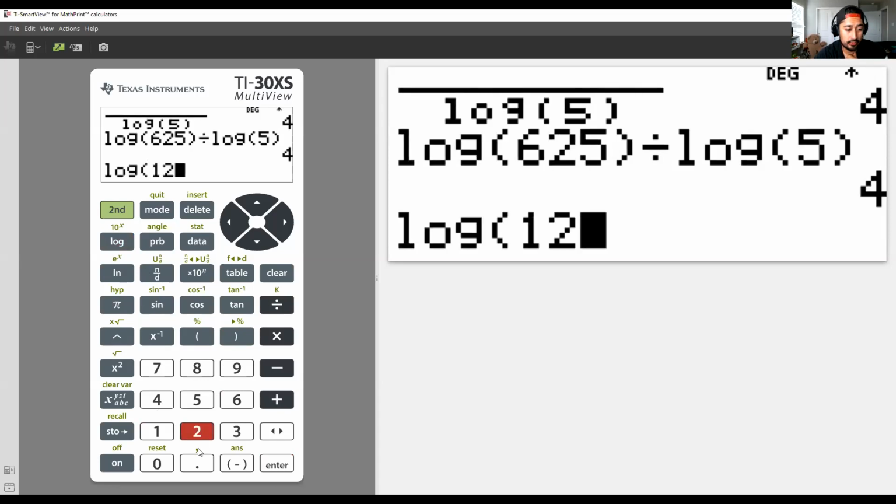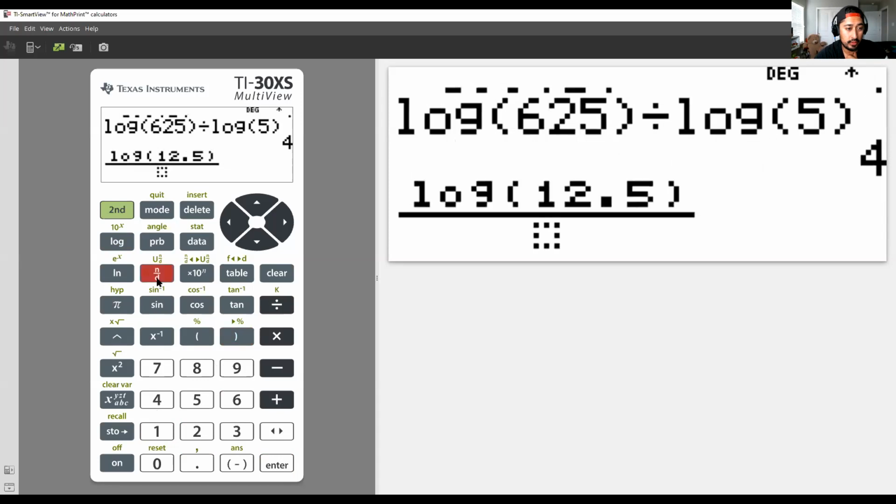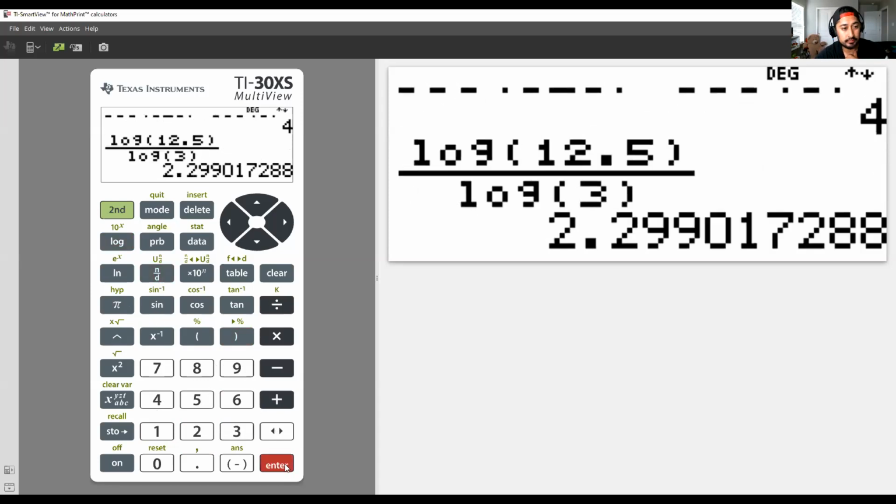Log of 12.5 over log of 3. Go to 3 decimal places, sure. 2.990, or we're even doing 4 decimal places all day, so we can do 2.9990.